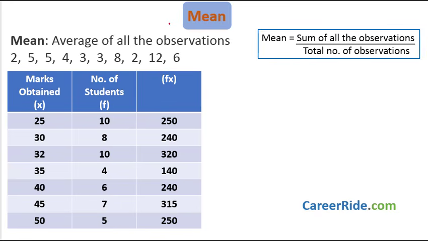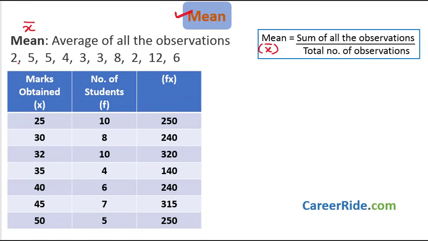So now coming to the first concept of statistics from which questions are asked in the exams, and it is the mean. It is a measure of central tendency, and if you go by the meaning of the word, it is the average of all the observations, right? You denote this mean by x bar. How do you find the mean? Mean, that is x bar, is equal to the sum of all the observations divided by the total number of observations.